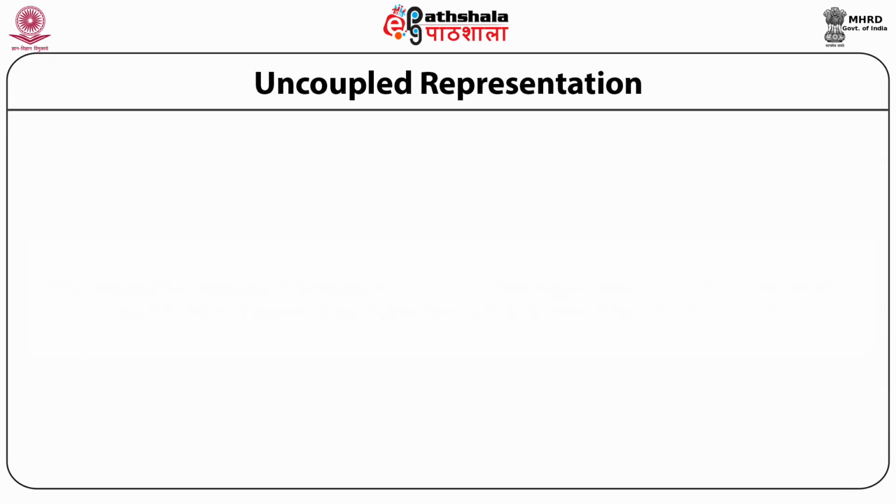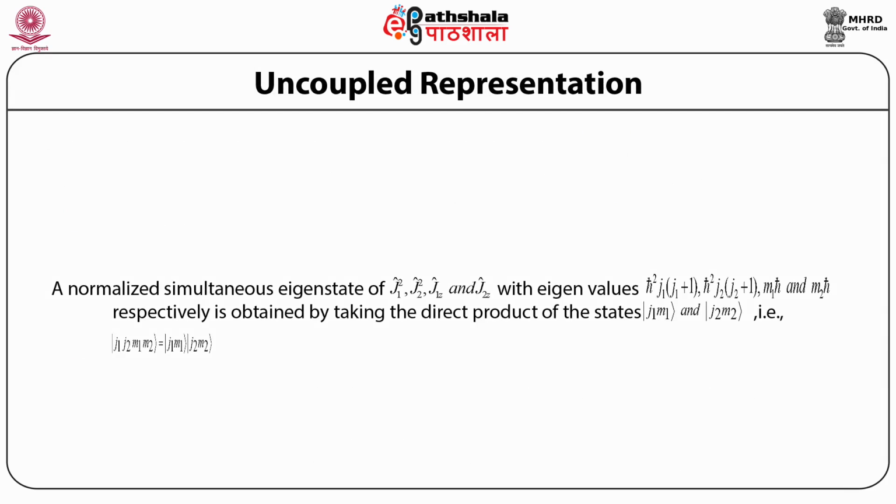Uncoupled representation. Now, if we look at the normalized simultaneous eigenstates of the two different total angular momentum operators, J1 and J2, the eigenvalue for the operator J1 square is H cross square J1 (J1 plus 1). The eigenvalue corresponding to the operator J2 square is H cross square J2 (J2 plus 1), the eigenvalue corresponding to the operator J1Z acting on the eigenstate J1M1 is M1 times H cross, and the eigenvalue corresponding to the operator J2Z acting on the eigenstate J2M2 is M2 times H cross.